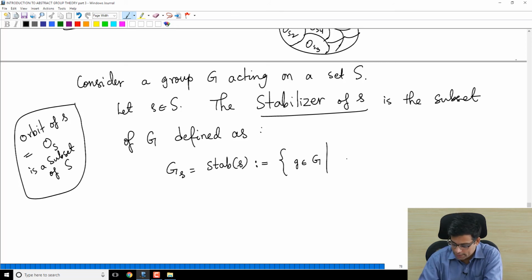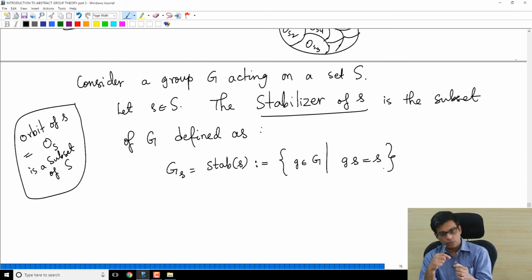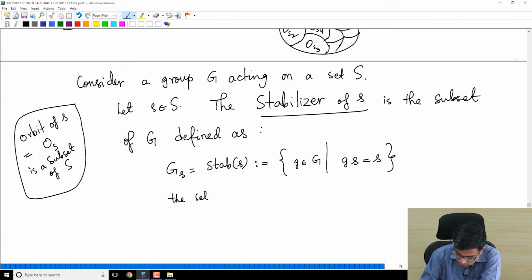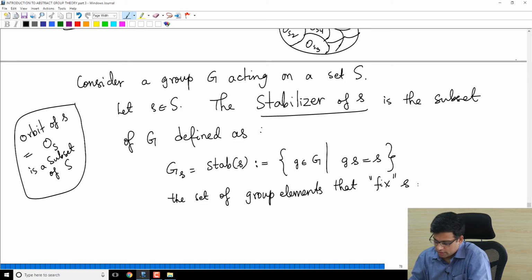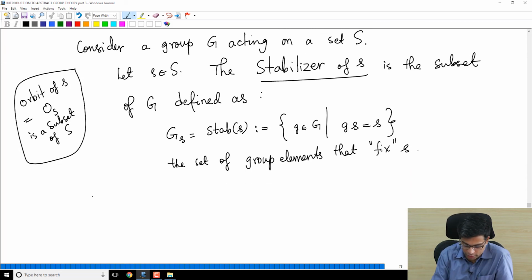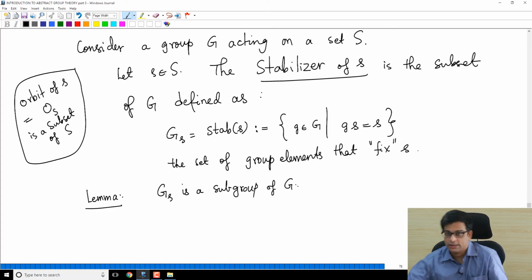It is all group elements that stabilize. Okay, think of this as stabilizing S. So G does nothing to S, G fixes S. So this is the set of group elements that fix S. Okay, so this is the group elements that fix S. So the immediate lemma that I will prove immediately is G_S is not merely a subset of the group, it is a subgroup of G. It is a subgroup of G.